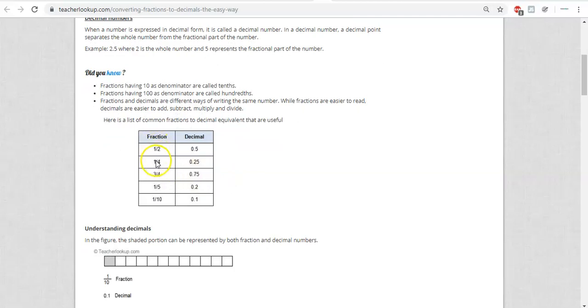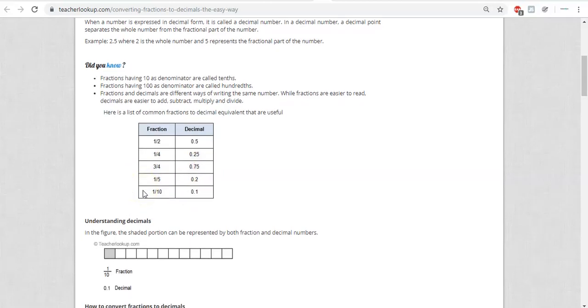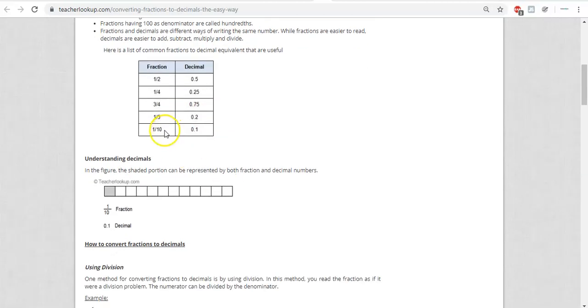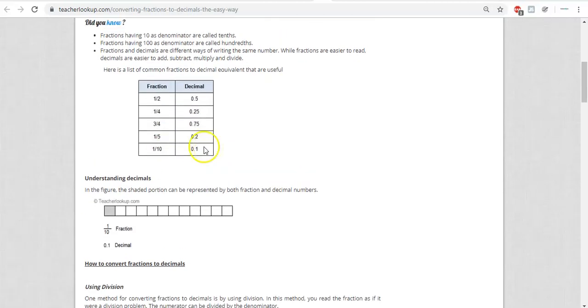The next one is the quarter. Quarter is 25%, which is 1 over 4 in fractions and 0.25 in decimals. Then there's 3/4, that's 3 over 4, which is 0.75 in decimals. This is 75%. 1 over 5, which is 20%, is 1 over 5 in fractions and 0.2 in decimals. And 1/10, like we covered before, is 0.1 in decimals.